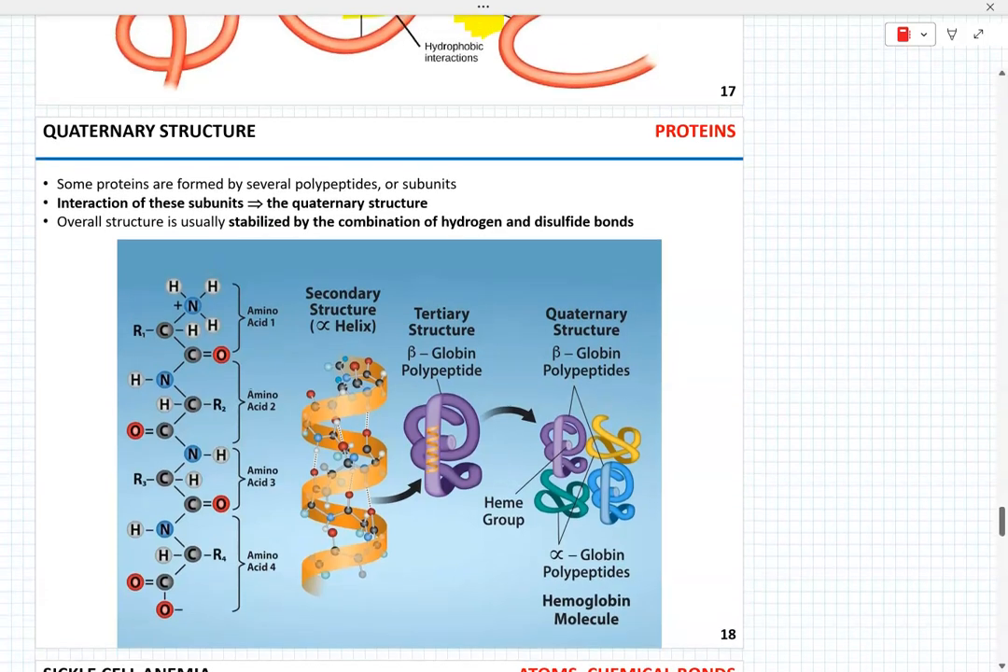In the case of some proteins, several polypeptides or subunits are required to form a functional molecule. Interaction between these several subunits, for instance in a molecule of hemoglobin, is called a quaternary structure, and usually quaternary structures are stabilized by the combined action of hydrogen bonds and disulfide bonds.